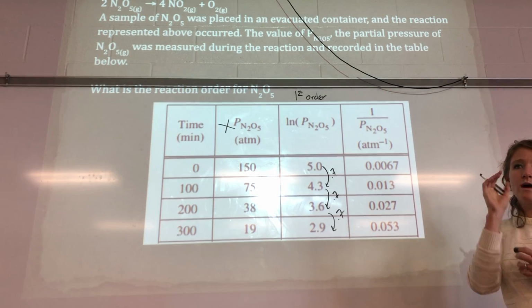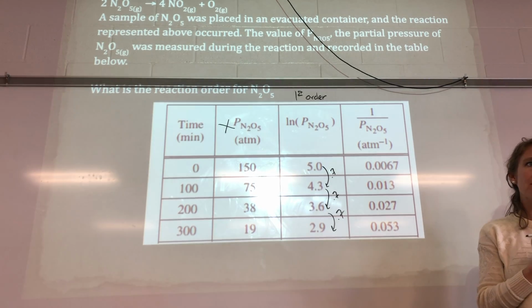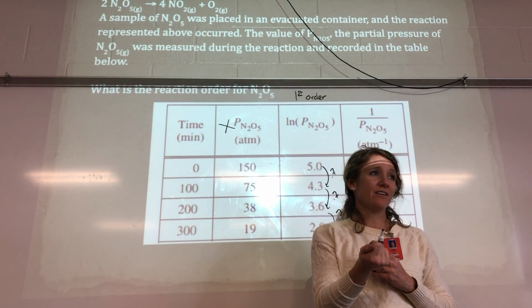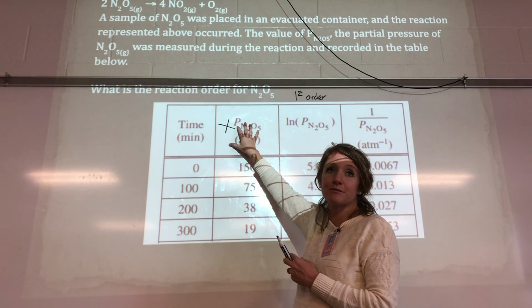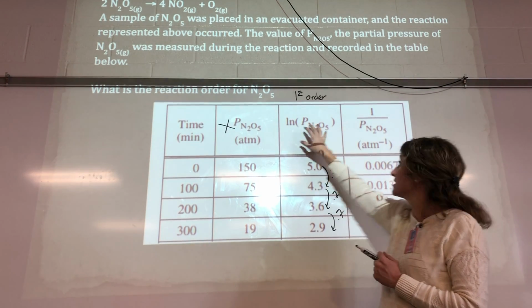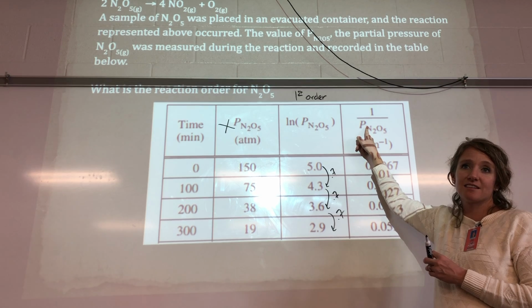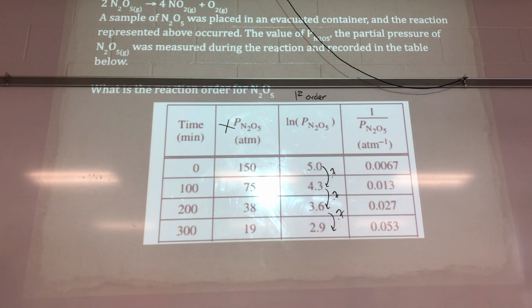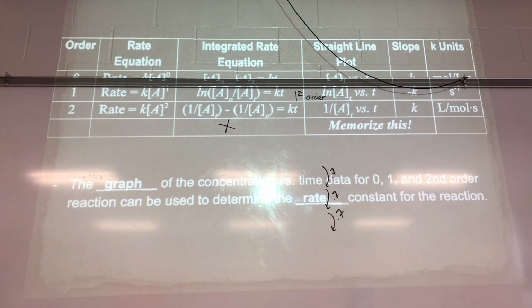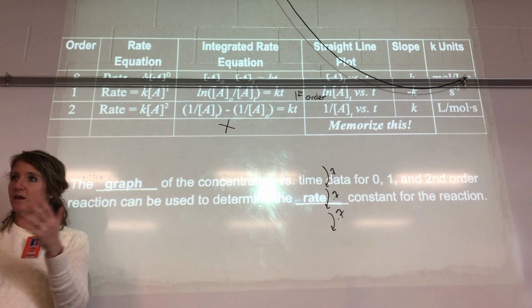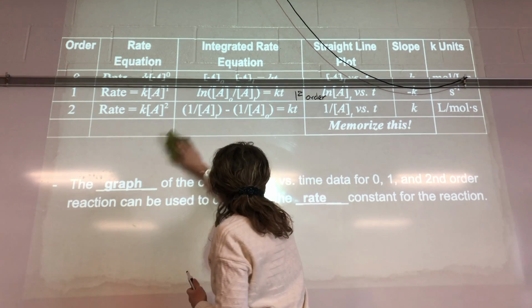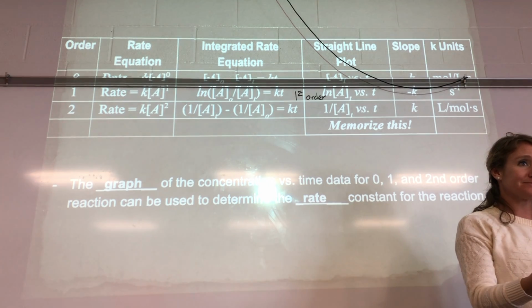Now, that is the one thing that you kind of need to have memorized: you need to know which graph corresponds to which order. So you need to know that concentration is 0, natural log is first, reciprocal is second. The second thing you can find once you know the order of the reaction is the value of K. We have found K before with our big data charts that Bonnie was talking about, but you can also use these graphs to find K.